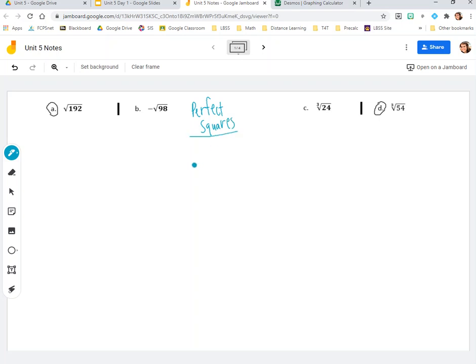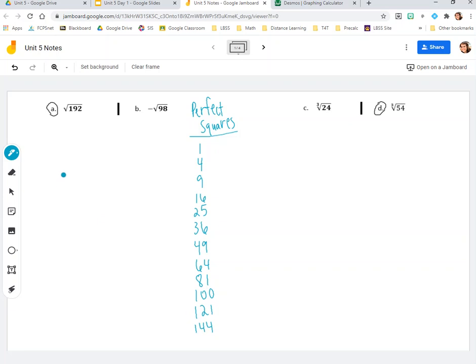So we think of our perfect squares: 1 times 1, obviously 1. 2 squared, 2 times 2 is 4. So if we just keep going, we get 9, 16, 25, 36, 49, 64, 81, 100. I'm going to keep going just a little more. 11 squared, 12 squared. That's probably good for now.